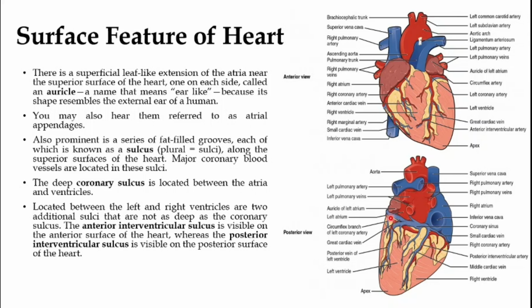So these are the coronary sulcus on the posterior side, which is between the atria and the ventricle, and these are the interventricular sulcus between the left ventricle and the right ventricle. On these grooves the coronary vessels are traveling. This red coronary vessel is the artery, the blue one is the coronary vein, and the yellow is the fat.